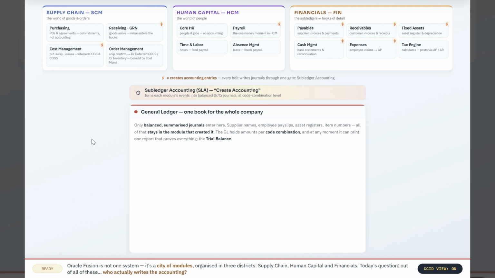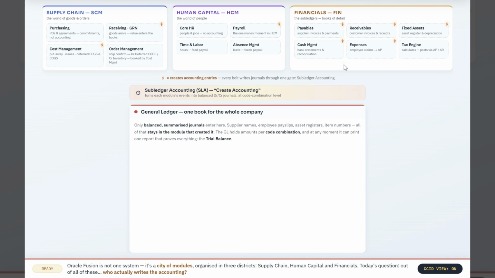Oracle Fusion is not one single system. Think of it as a city with three districts: supply chain, human capital, and financials. And today's question is, out of all these modules, who actually writes the accounting?